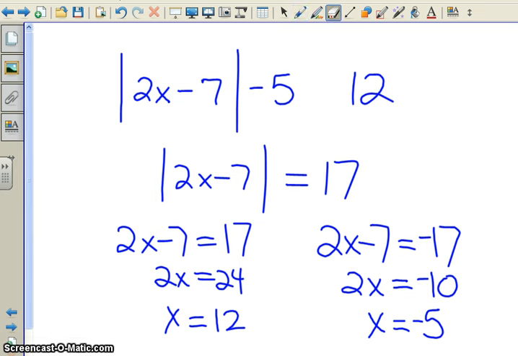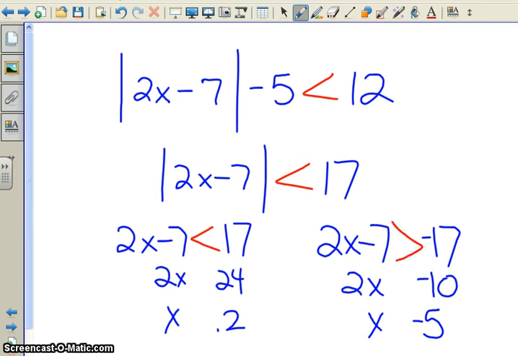Real quickly, let's talk about if these are inequalities and not an equation. So let's say this is less than 12. I still add 5 to both sides, which will be less than 17. And so now when I split up into my two inequalities, I'm going to keep that less than sign, but when I make it negative 17, when I say it falls at negative 17, we have to flip that inequality sign around. So over on this side, we're going to get x is less than 2, and on the other side, we're going to get x is greater than negative 5.